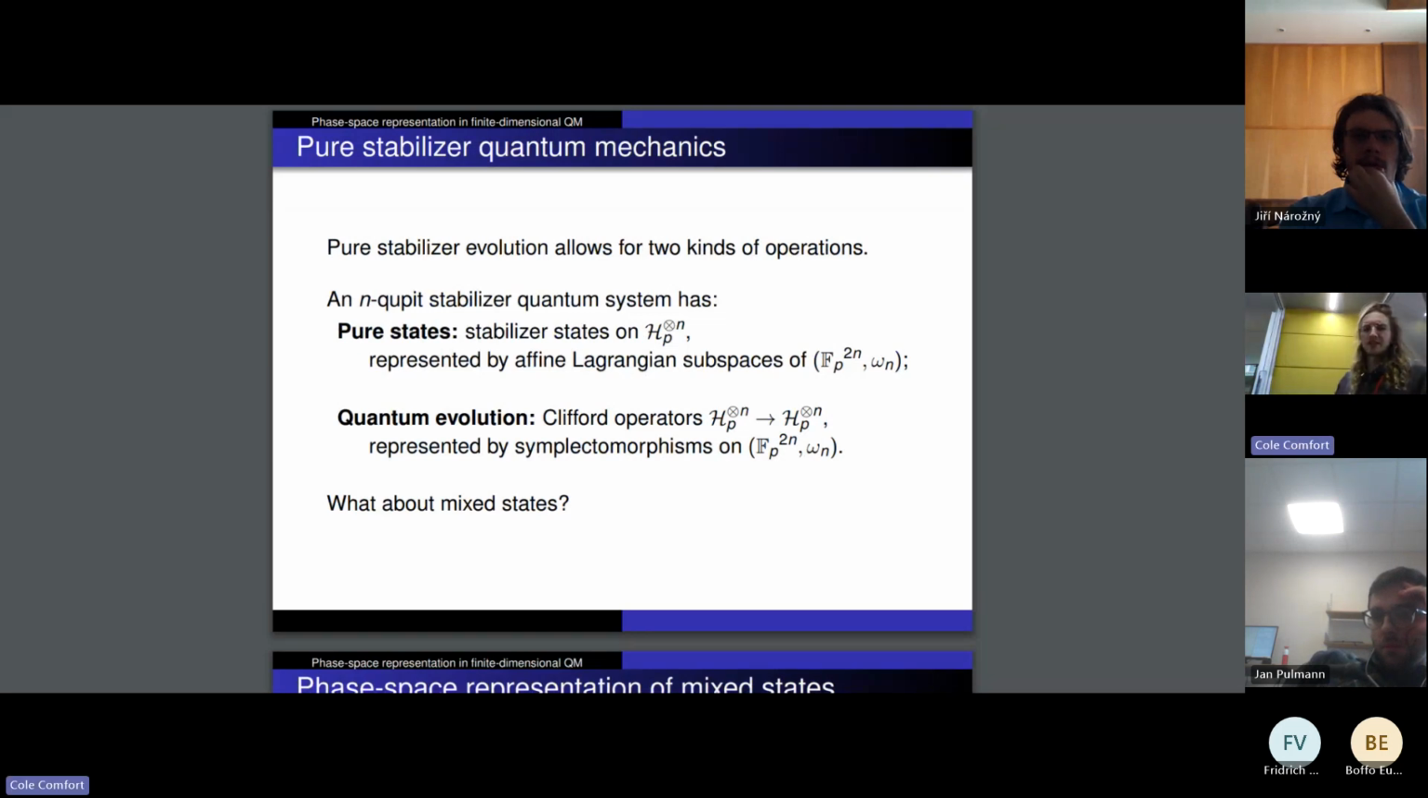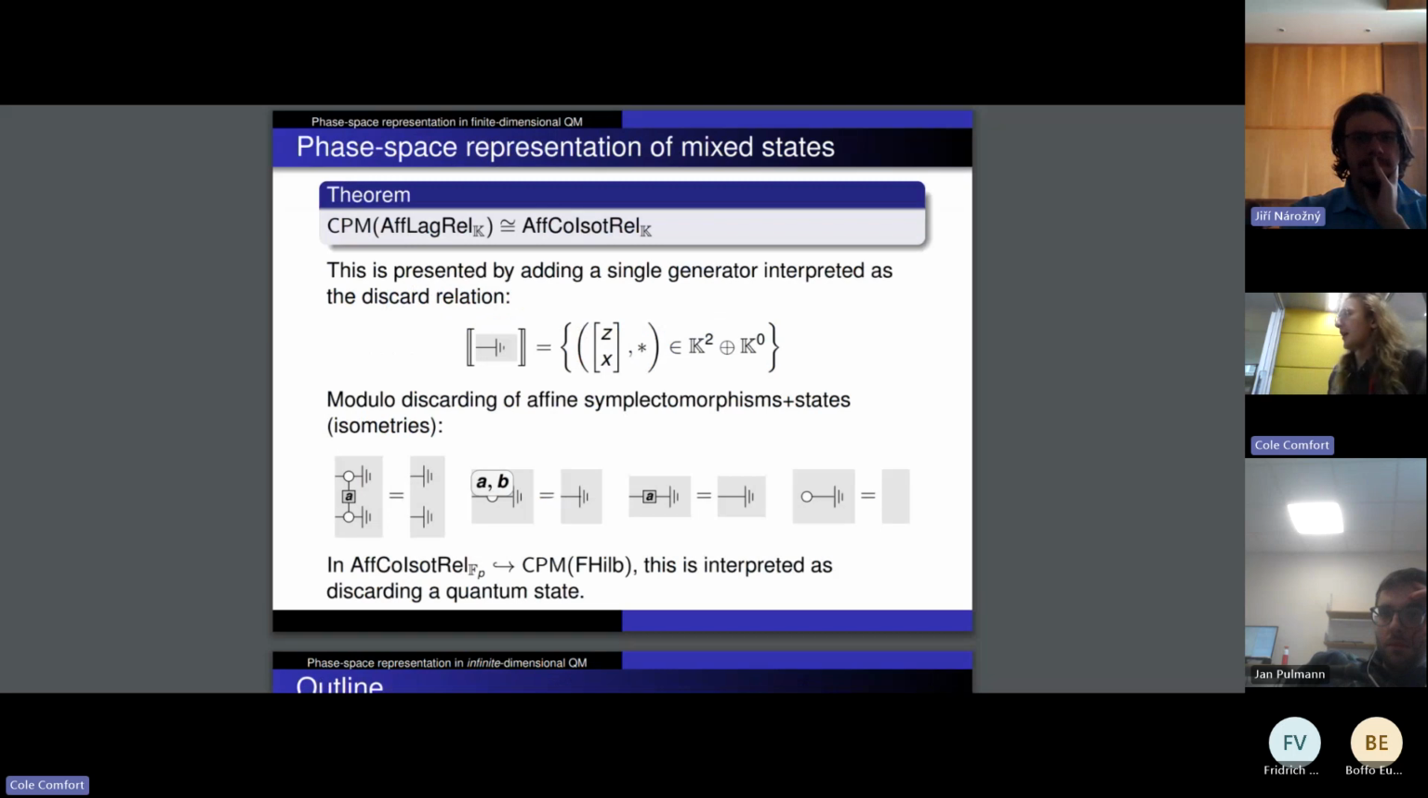So what about mixed things? Recall I gave this general categorical construction of Selinger of density matrices, given a compact closed category. So the natural question to ask is, what if you take the CPM of affine Lagrangian relations, or what if you take density matrices of stabilizer states? In fact, when you do this, it is equivalent to adding quantum discarding, adding the trace, or adding measurement. This is the same as shifting from affine Lagrangian relations, where the morphisms are Lagrangian subspaces, and relaxing this so that they're only affine coisotropic relations.